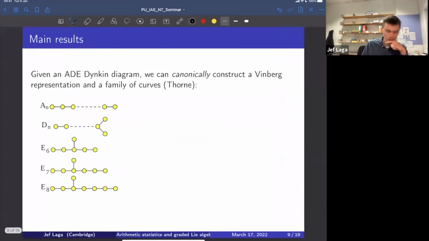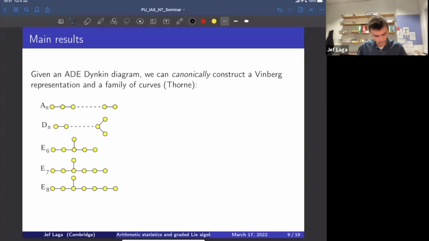So, how does this work? We're going to use a setup that's due to Jack Thorne's PhD thesis, which was written around 10 years ago under the supervision of Benedict Gross. And what's the setup? We start with an ADE Dynkin diagram. And I'm going to sketch to you how you can get from this, on the one hand, a Vinberg representation, and on the other hand, a family of curves over Q. And the main theorem will relate the 2. Let me explain to you how this works.